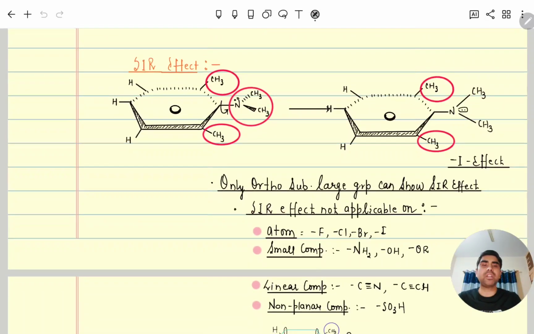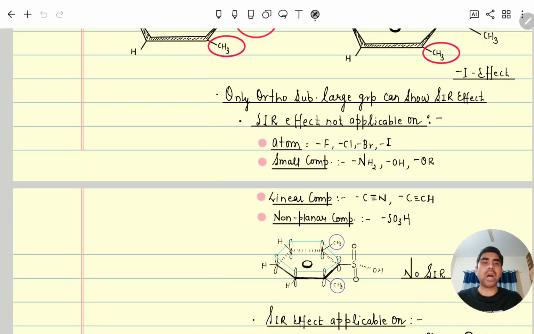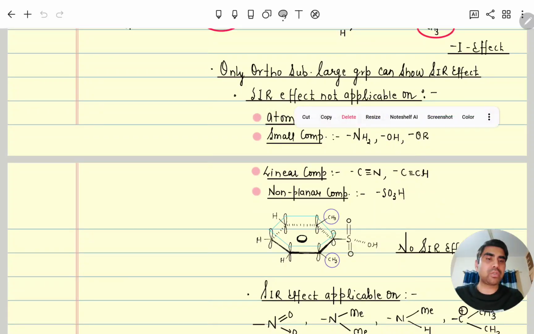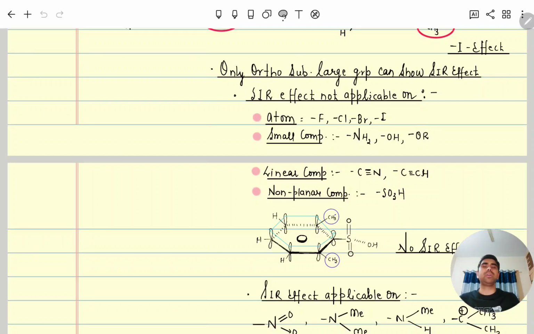Understood? So these are the conditions. Only ortho-substituted large groups can show the SIR effect. A small atom cannot show the SIR effect, like fluorine, chlorine, bromine if attached here. No problem, they can do plus R. If small groups like NH2, OH, OR are there, no problem, they can do resonance even if ortho substituted. If linear groups are there, also no problem, no repulsion will happen. If any non-planar compounds are there, non-planar means already perpendicular, like here sulfur double bond oxygen, sulfur double bond oxygen.